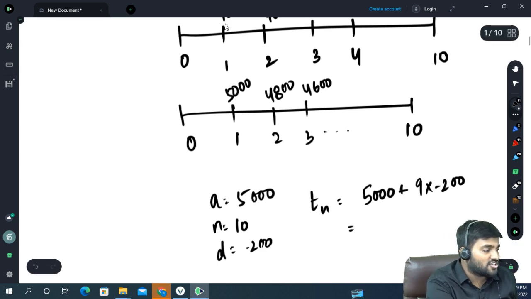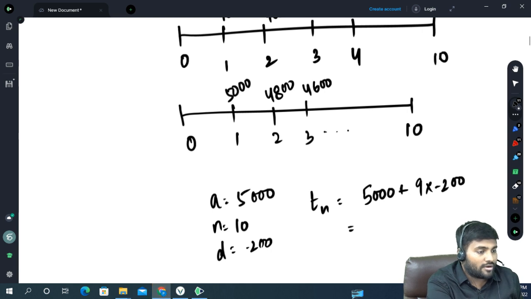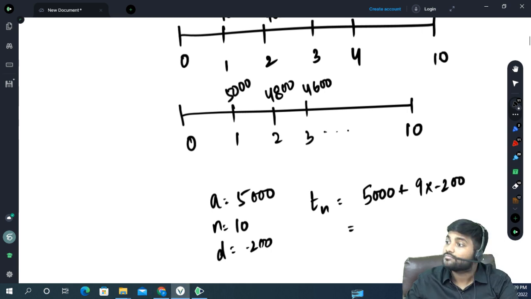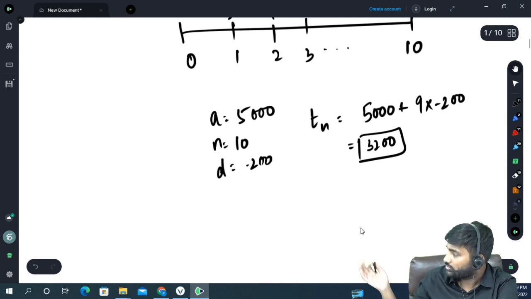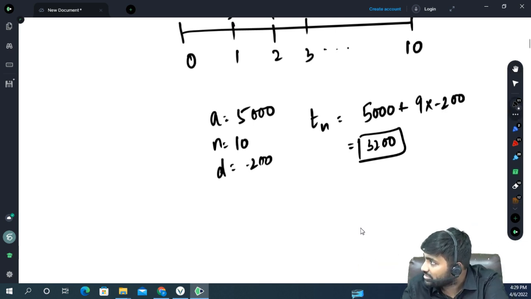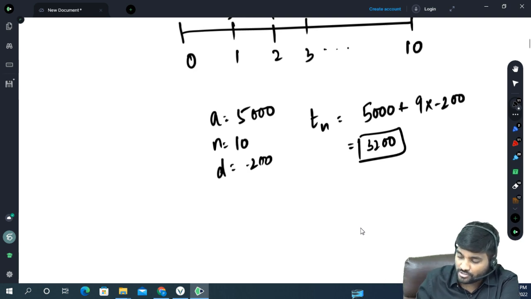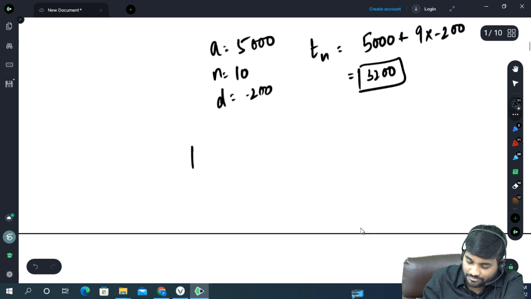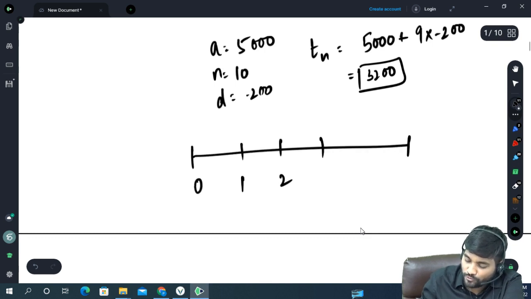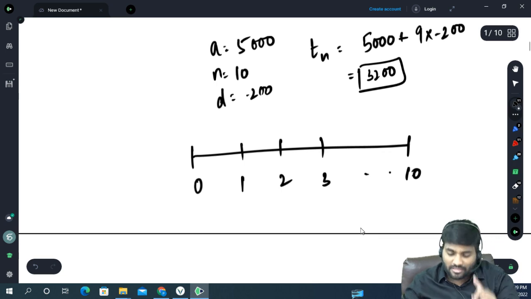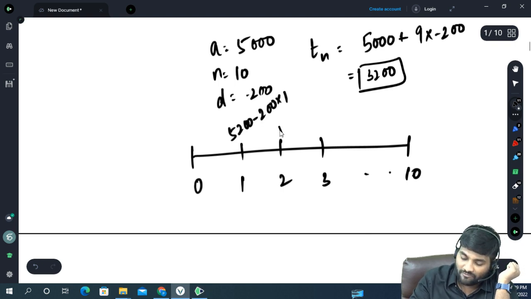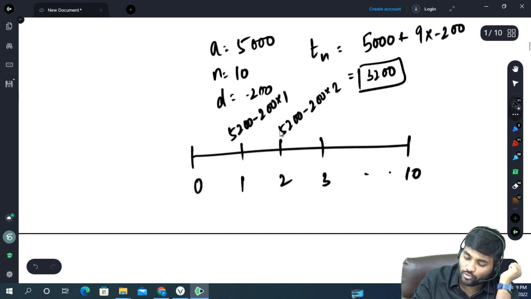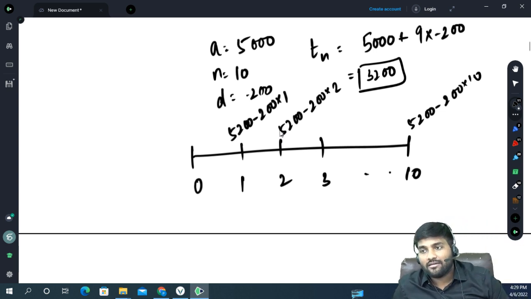Use the chat box, everyone. What is the answer? 3200 is the correct answer. So we'll rewrite it like this. 0, 1, 2, 3, dot, dot, dot, 10. The first payment we'll write like this: 5200 minus 200 into 1. Then 5200 minus 200 into 2. The last payment will be 5200 minus 200 into 10. Yes or no? Okay.